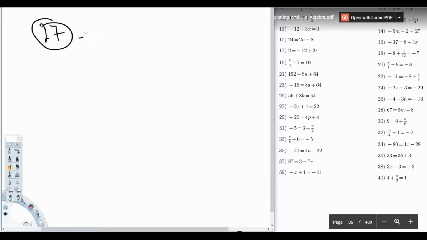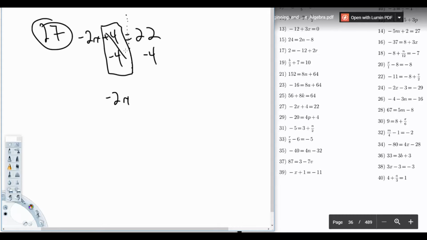27 minus 2x plus 4 equals 22. So here we go. Minus 4, right? We got to get rid of this guy. So we get minus 2x plus 4 minus 4 equals 0, equals 22 minus 4 equals 18.